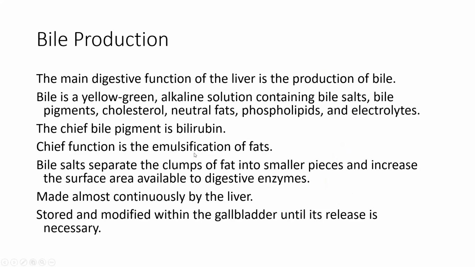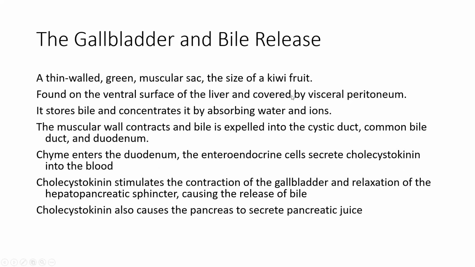Okay, so we produce the bile in the liver and store it in the gallbladder. We use the bile as bile salts to break up the fat and chop it up into pieces that can be absorbed into the lacteals in the villi of the simple columnar cells. The gallbladder is green, the size of a kiwi fruit. It is triggered by the presence of food in the small intestine.